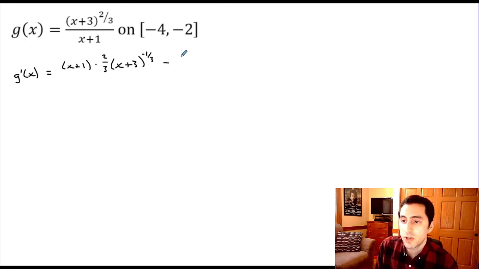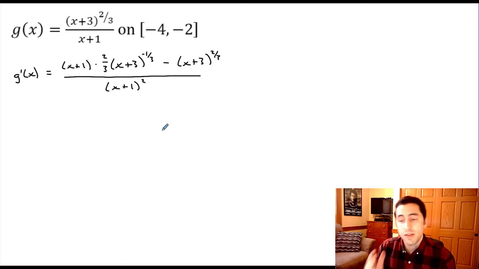And then we're going to subtract our numerator times the derivative of the denominator. And the derivative of the denominator is just 1 again. And then this is going to be all over our denominator squared. All right, now this is a pretty messy expression here. I have x plus 3 to the -1/3. I have x plus 3 to the 2/3 power.